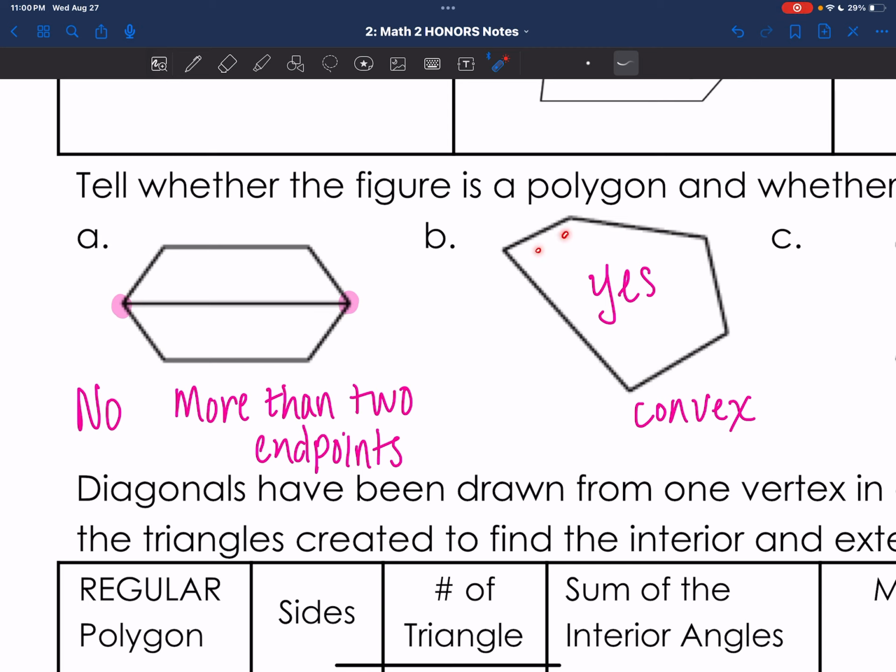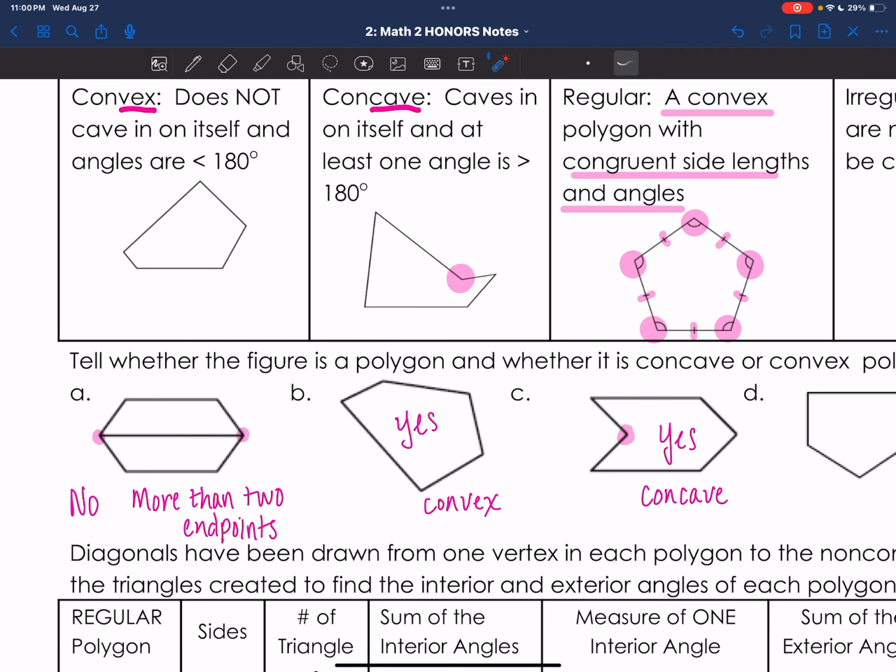So you've got your angles, it's all closed, it doesn't have anything intersecting. And this is convex, because none of the angles go in. So it would be this example right here.